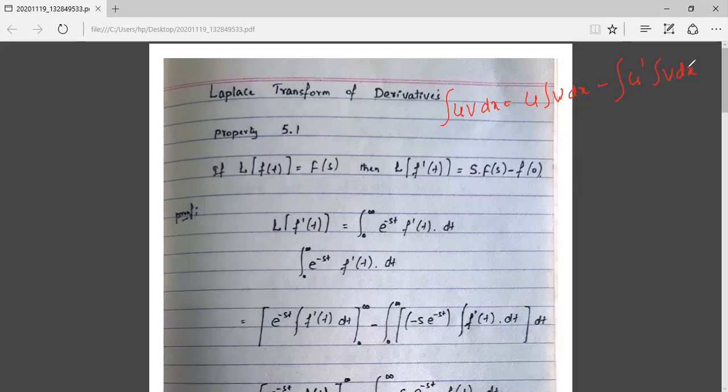Okay, so this is your integration by parts formula. Using this formula we solve this function. Its u value is e to the power minus st and the v value is f dash of t.